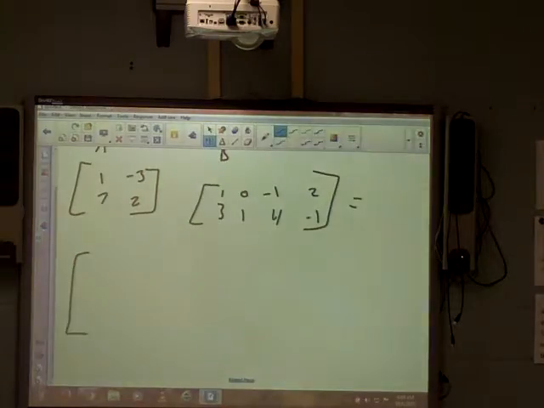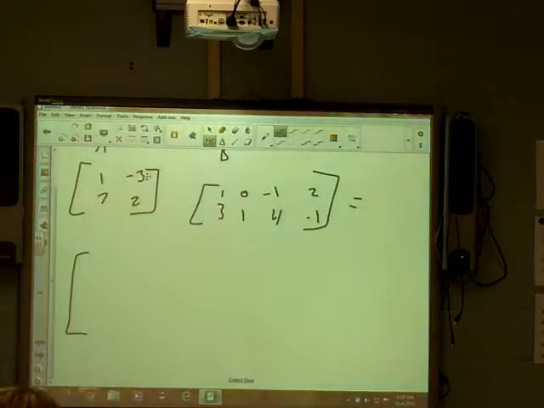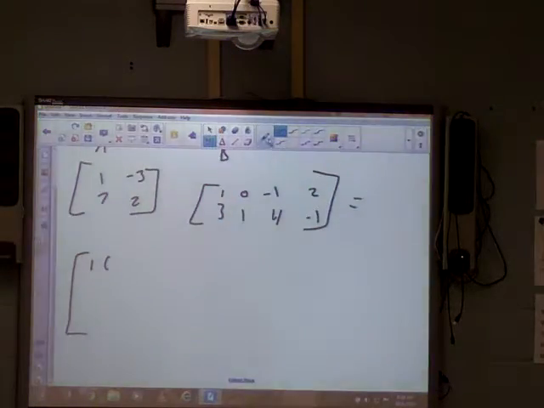Okay, what we're going to do is take the top row of A and take my row to every column of B. Then I'll have to come get my bottom row of A and take it to every column of B. Okay? So I'm going to start off here. I'm going to have top left 1 times 1.